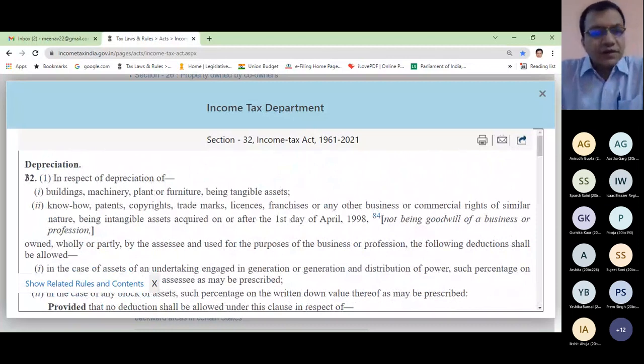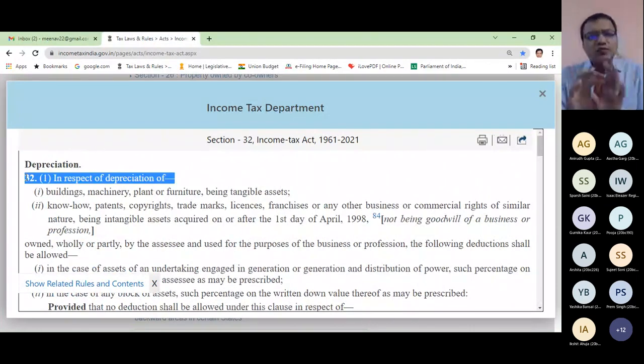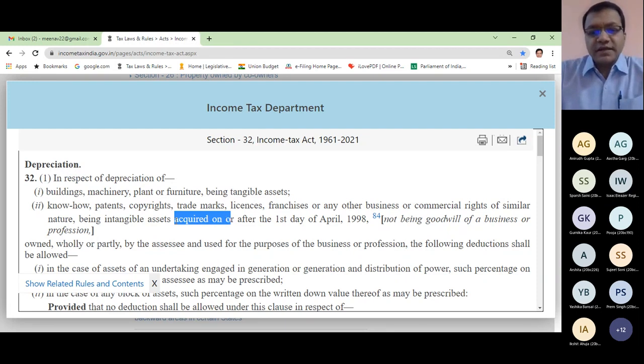Section 32, subsection 1, what it says. So I want to not only tell you the concept, I want to make sure that you can read the act yourself in future. In respect of depreciation of clause 1, buildings, machinery, plant or furniture being tangible assets. Clause 2, know-how, patents, copyright, trademark, licenses, franchisee or any other business or commercial rights of similar nature being intangible assets acquired on or after 1st April 1998.